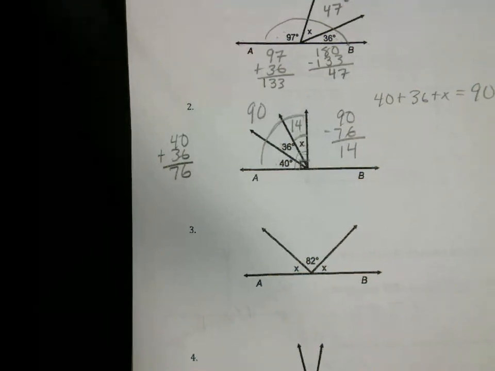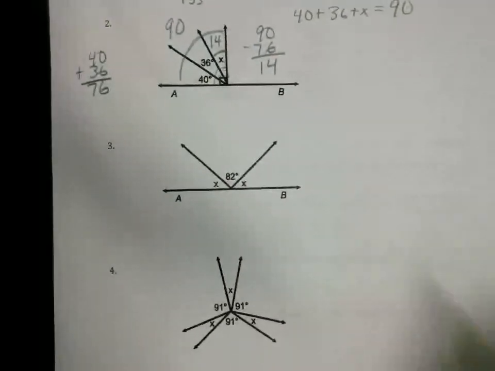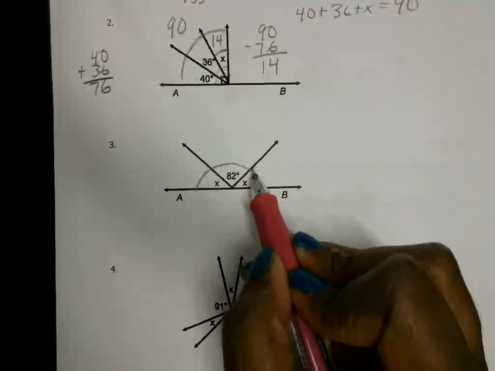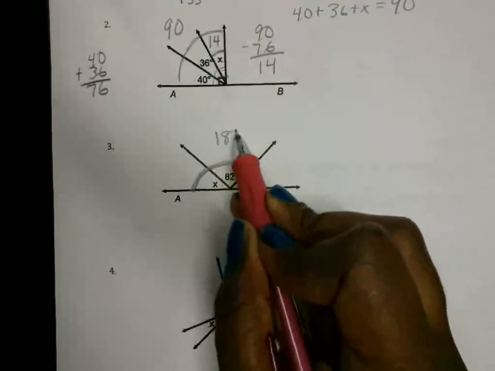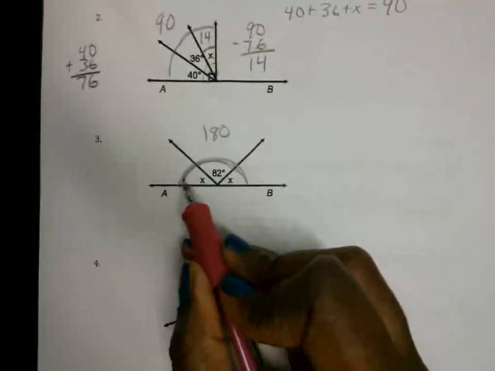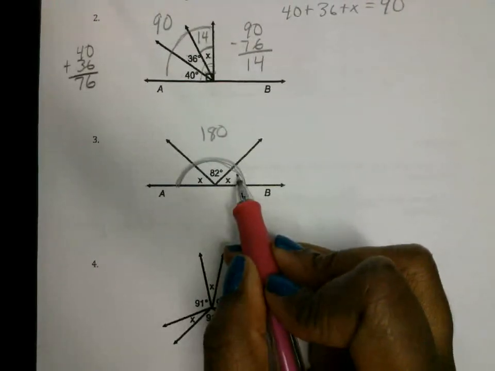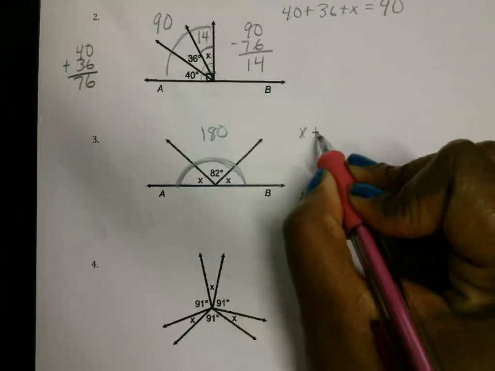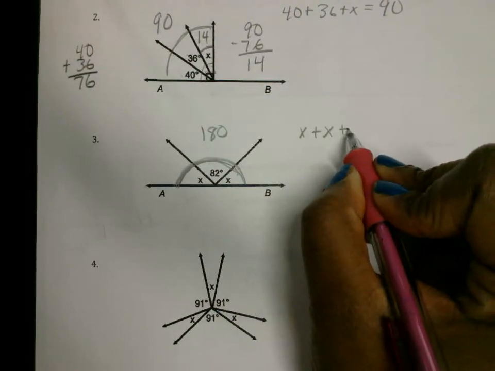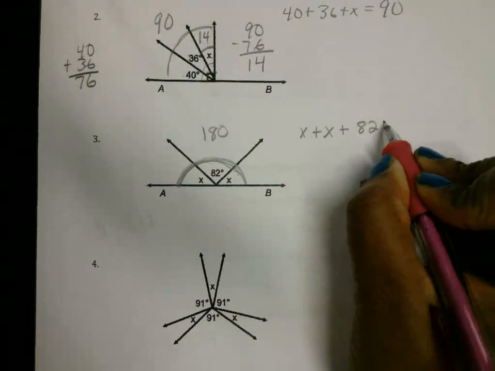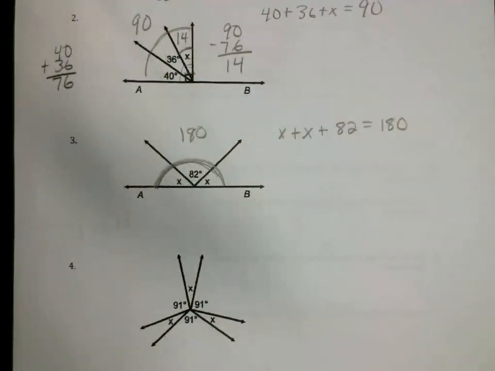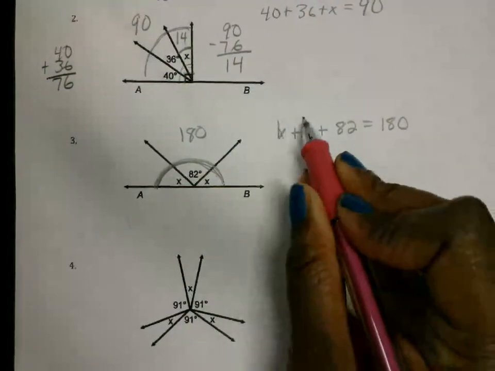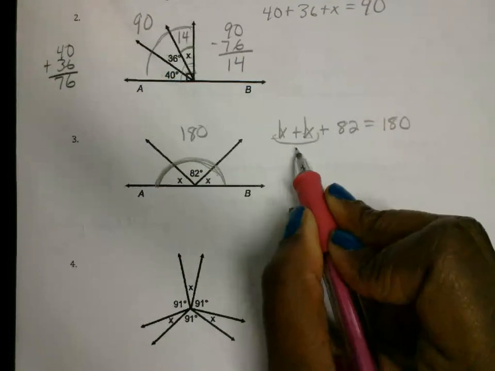Okay. Number 3. All three of these angles add up to what degrees? It forms 180. Very good. So we're going to add all three together and set it equal to 180. So we got x plus x plus 82 is equal to what? 180. So now we're going to solve. What's 1x plus 1x? 2x.